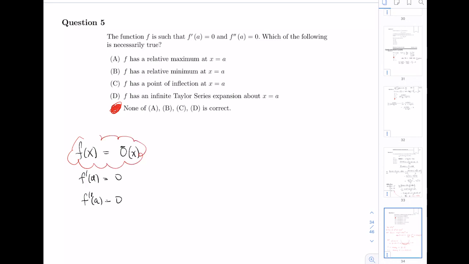So here, since we don't know what f is, we only know that f satisfies these conditions, we can't say that it is necessarily true, okay? That it satisfies any of these things, okay? And that's why we have to be very careful, because if I choose the 0 function, the 0 function will satisfy this criterion, but the 0 function does not have a maximum, does not have a minimum, does not have an inflection, and it doesn't have an infinite Taylor series expansion. Okay? So that's something we need to bear in mind. So when we don't know what the function is, we cannot go off saying the function must satisfy this or must satisfy that. Okay? So therefore, E is the perfect answer choice.